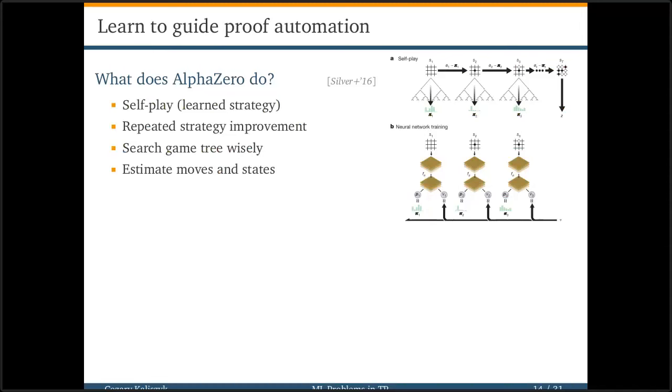One of the very good ways to play a game would be this AlphaZero approach, which has been shown to play the games of Go, chess, and others very well. What does it essentially do? It tries to do some kind of self-play. So it's performing moves and seeing how it's doing. It improves the strategy repeatedly. It tries to search the game tree wisely, so it expands the parts that are more promising and expands less the parts that are less promising, but still tries to be complete about it. And an important thing is that it independently estimates moves and states.